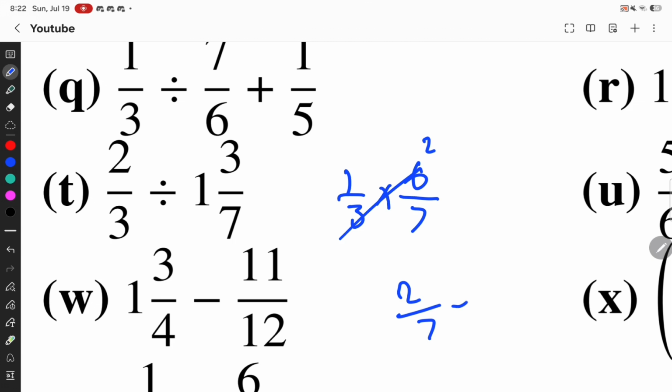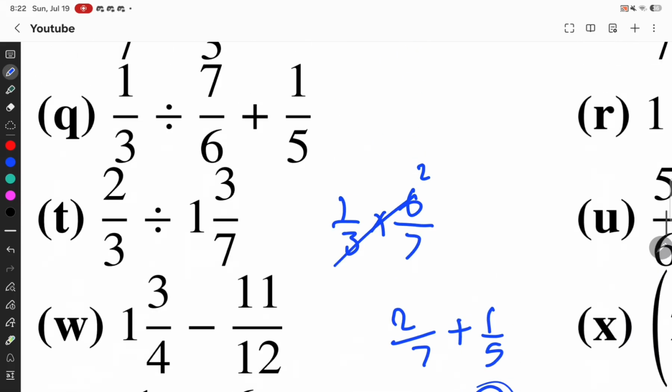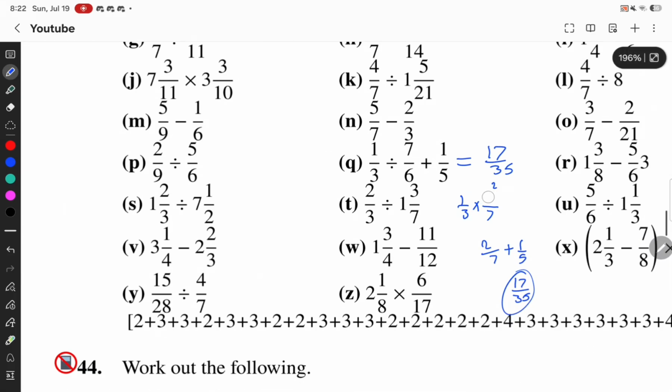2 over 7 plus 1 over 5, and we can do this. Cross multiply. We have 10 plus 7 all over 35. This is 17 over 35. We cannot simplify this further, and so this is our answer, 17 over 35. Very easy. Let's use BODMAS and it'll be good.